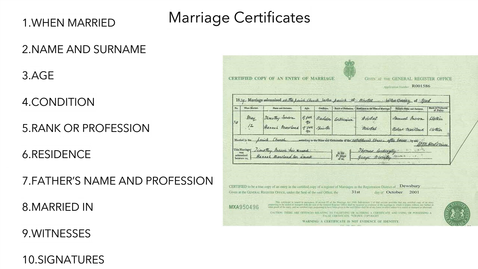And next you will have the married in section. Basically that's just the location. That will normally be the local parish church, but you might also find non-conformist chapels or indication of a marriage by license. And number 9, witnesses. So these are those who witnessed the marriage. And again, this is really, really useful because they'll normally be close friends or family members. So not only will it give you an idea of who actually attended the wedding, but it'll also give you the names of your ancestors' nearest and dearest.